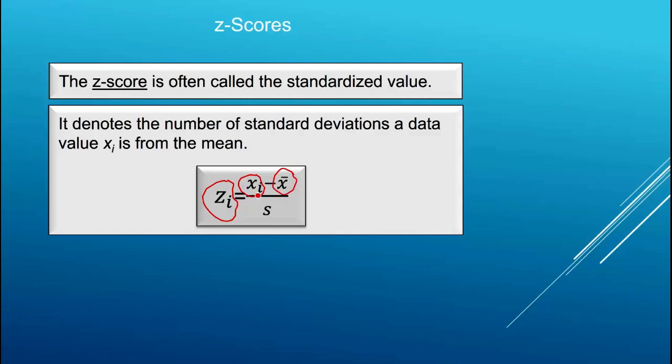Note then that the difference between xi and x bar can either be positive or negative. If xi is greater than the mean, then the value of the z-score will be positive. If xi is less than the mean, then the value of the z-score will be negative. We take this difference between xi and x bar, and in a sense we standardize it by dividing it by the standard deviation. That tells us how many standard deviations away from the mean the observation xi is.